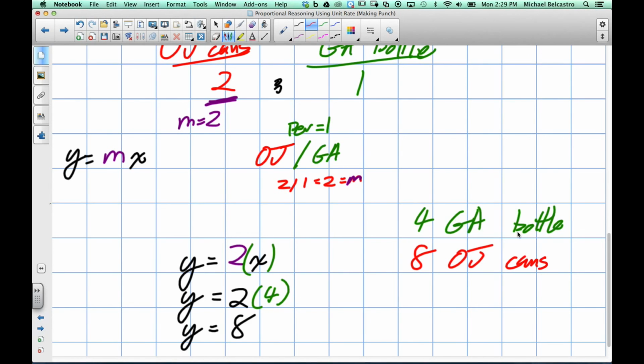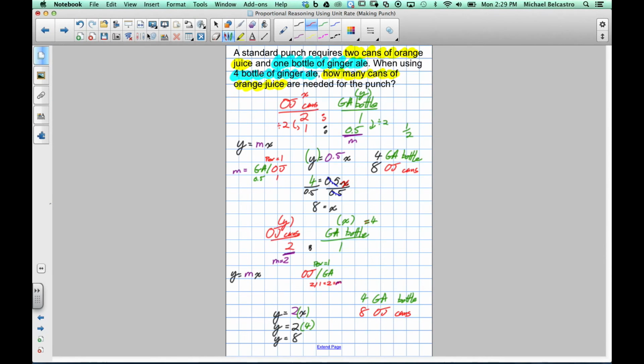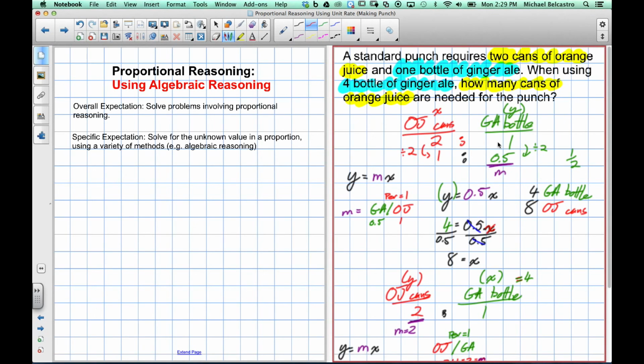Okay? So we set this up 2 different ways and essentially solved it. If you'd like to see other ways to solve this question, check out our other playlists on proportional reasoning.